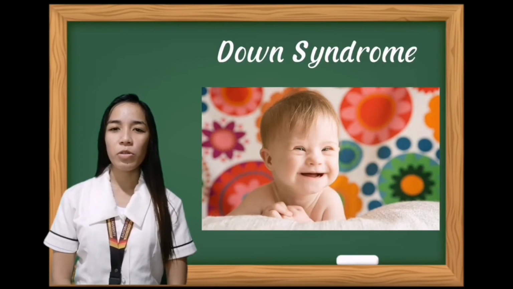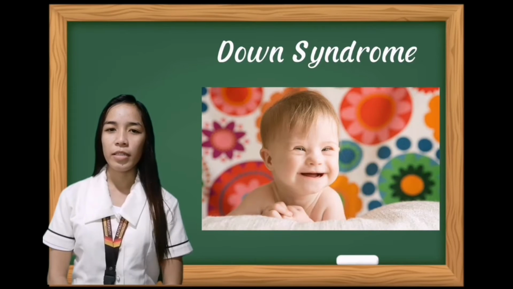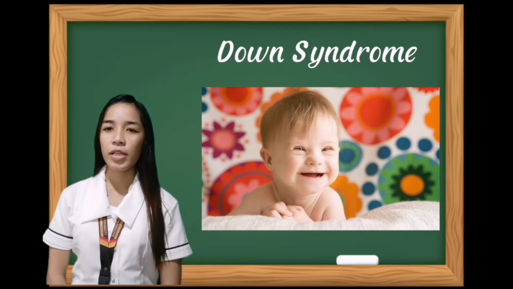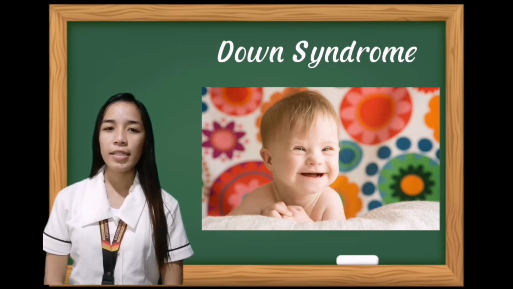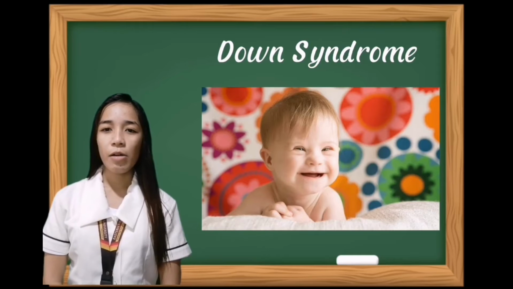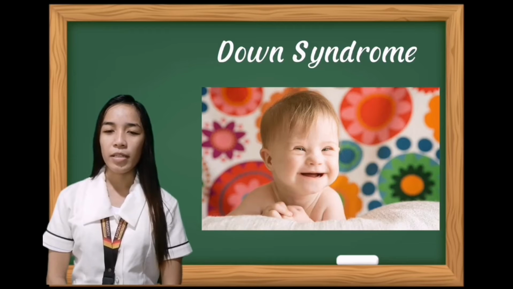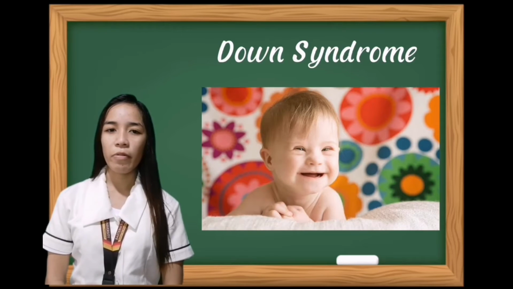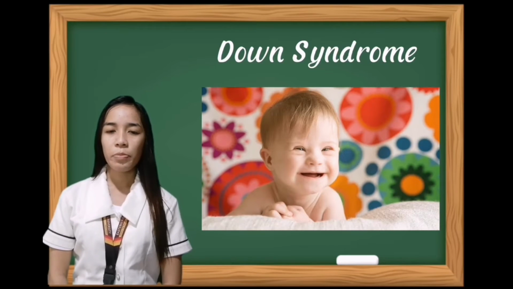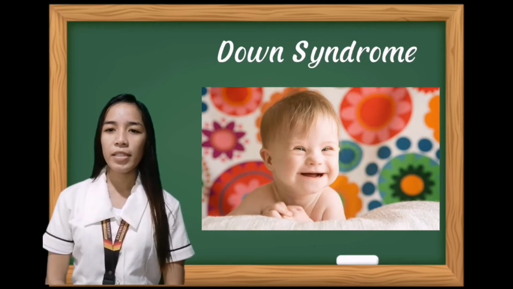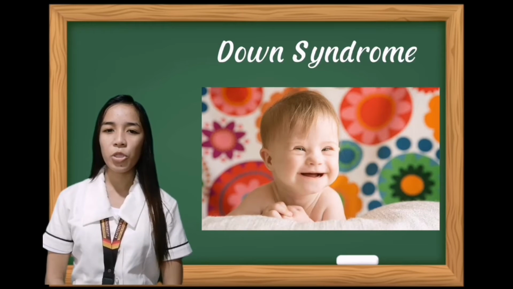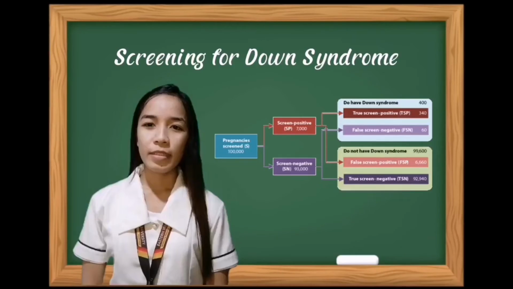Down syndrome, also known as trisomy 21. Down syndrome is a genetic condition. It is not an illness or a disease. Down syndrome is caused by the occurrence of an extra chromosome, chromosome 21. This results in a range of physical features, health problems, developmental delay, and some level of intellectual disability.